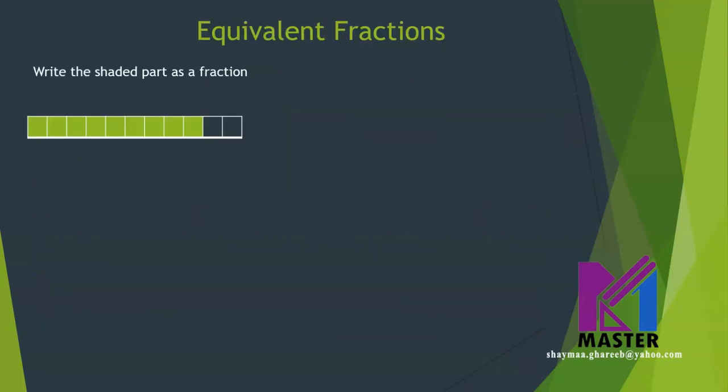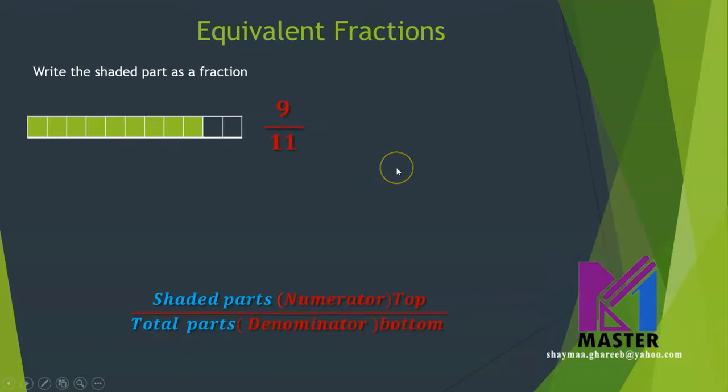Let's start. Let's remember together, how do we write shaded parts as a fraction? We have here shaded parts and we want to write it as a fraction. Do you remember the rule? We write the number of shaded parts on top and the total number of parts at the bottom. So the number of shaded parts here is 9 and the total parts is 11. So this fraction will be 9 over 11 or 9 out of 11 or 9 11ths or 9 from each 11.